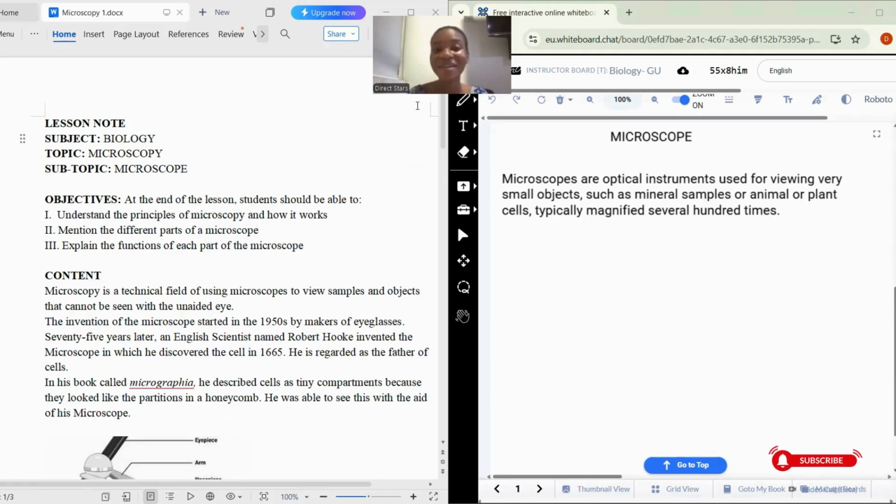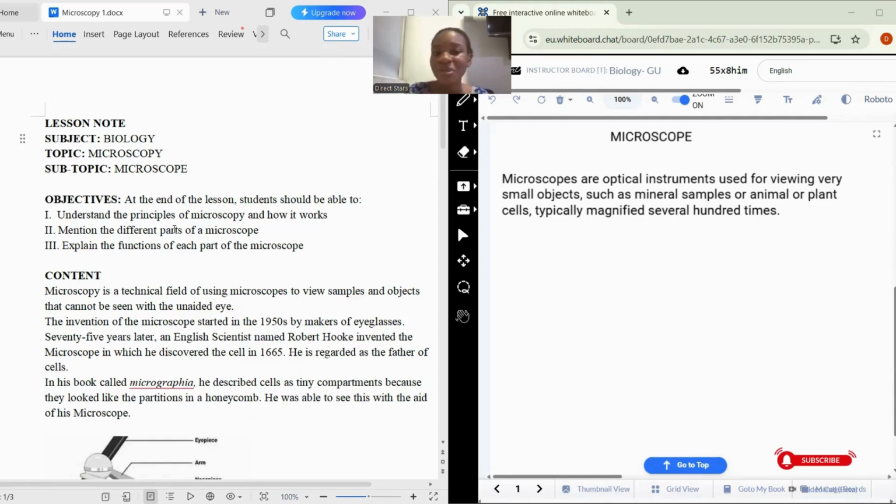In our class today, we are going to be talking about microscopy, and our subtopic for today's lesson is the microscope. Before we go further, our objectives for today's lesson are: at the end of the lesson, you should be able to understand the principles of microscopy and how it works. Secondly, you should be able to mention the different parts of a microscope, and also explain the functions of each part of the microscope.